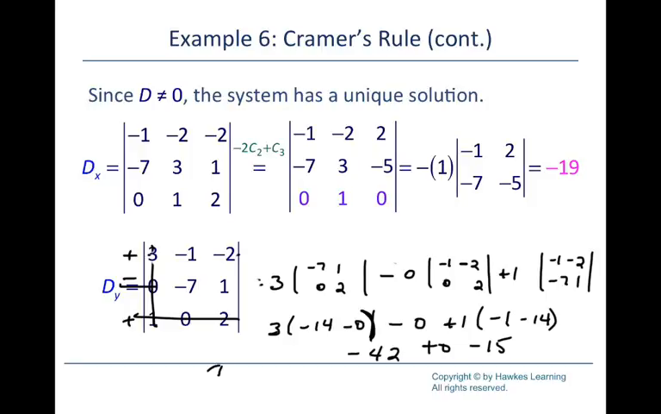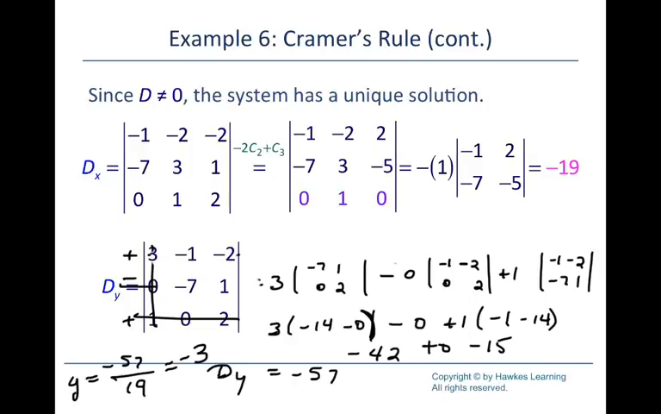So dy will be -57. So y will be -57 over 19, which will be -3. So now we know y. X is 1, y is -3.